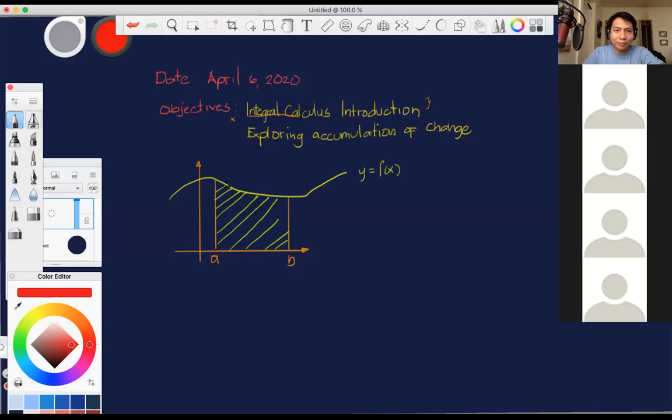So let's try to draw rectangles, and it doesn't have to be equally the same, but for this purpose, let's just try to make them the same. And let's say the width of each of these rectangles, let's just call it delta x, or the change of x. Remember, guys, this is your x, and this is your y.